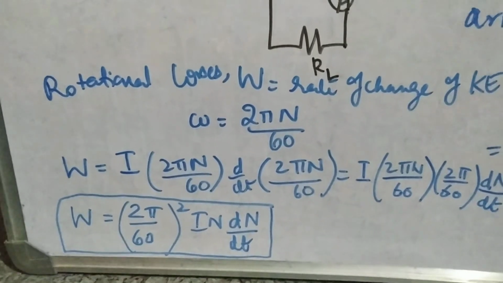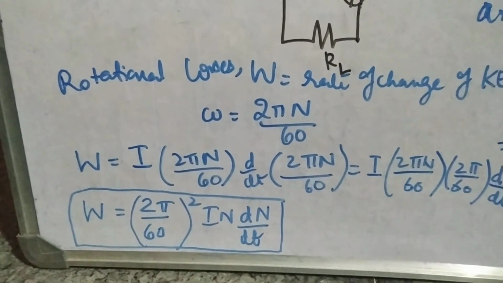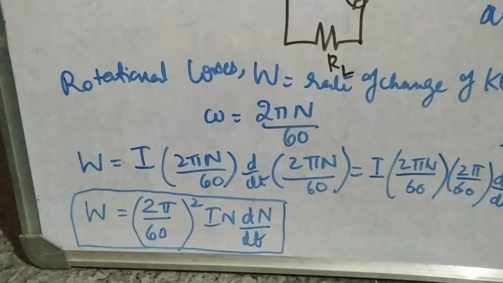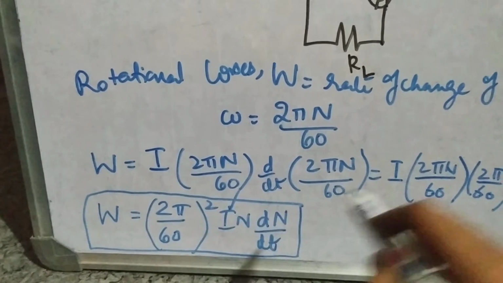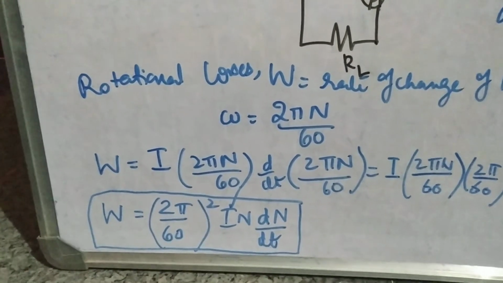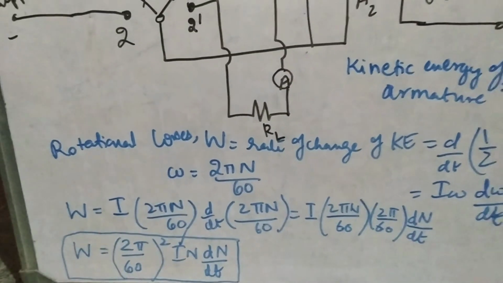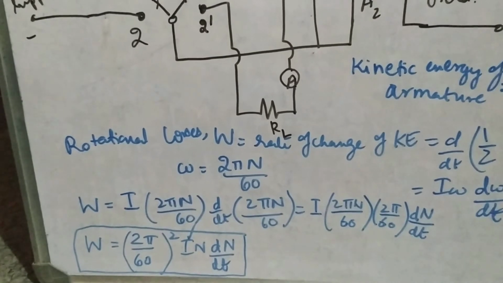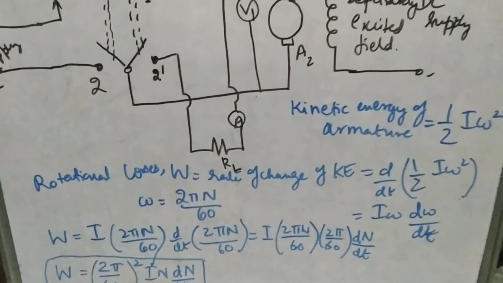So we get the expression for the rotational loss. If we want to find the rotational loss, we should know the moment of inertia I, and dn by dt must be known to you. So in the next session, let us look at the determination of dn by dt and the determination of moment of inertia.